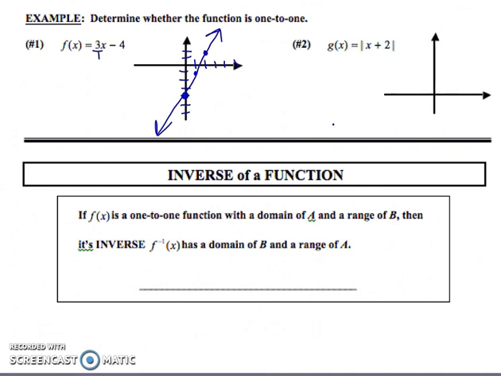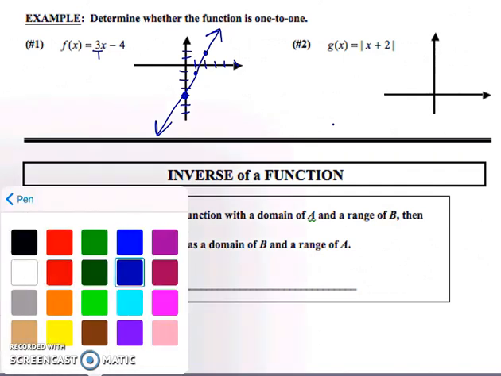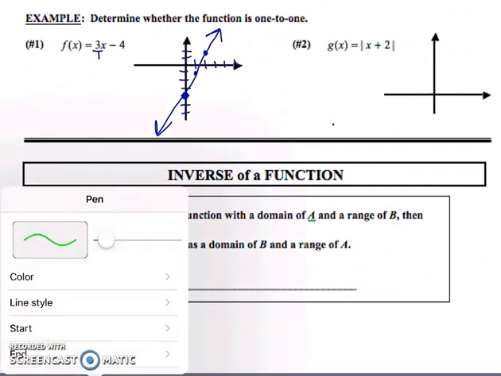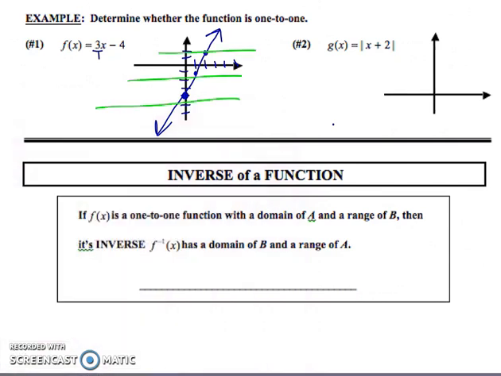So using the horizontal line test, is this function a one-to-one function? Well, I could draw horizontal lines through this all day long, and I'm only ever going to cross it one time. So yes, this function is one-to-one. It passes the horizontal line test.